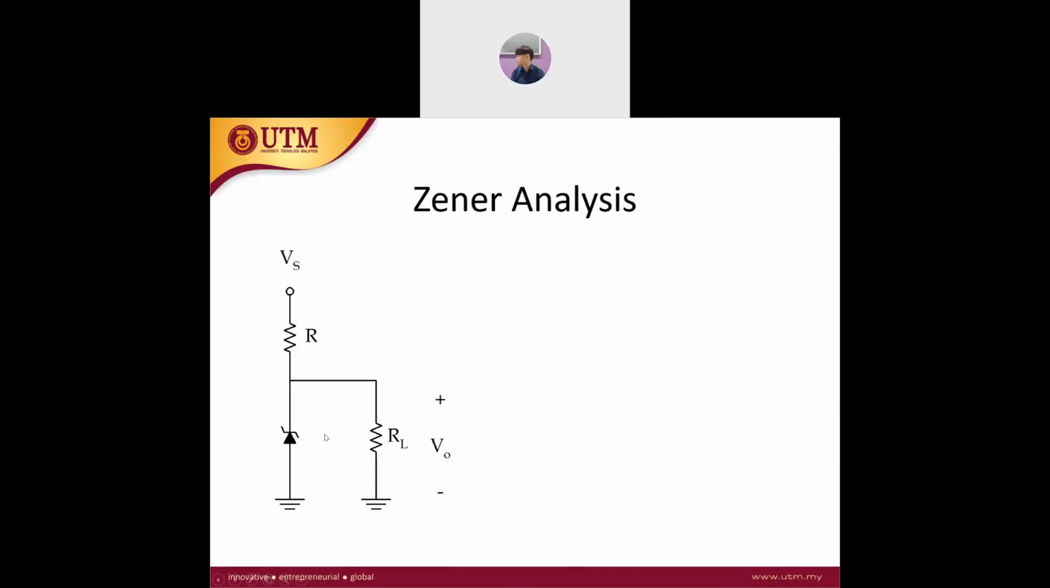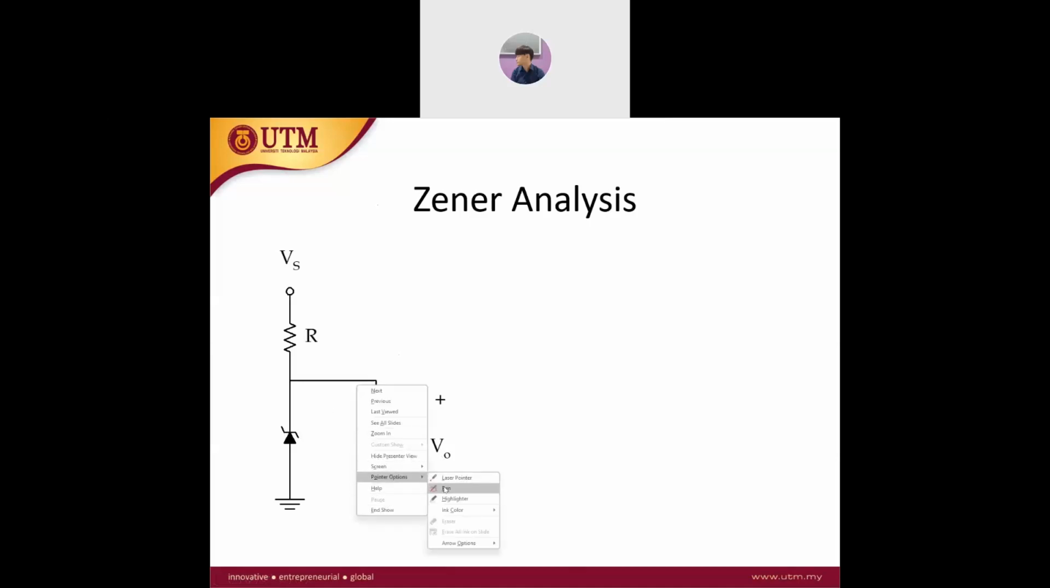Let's look at this circuit. You have Vs as the source voltage, R is the resistor, this is your Zener diode, and this is your load resistance. You can see the polarity of the Zener diode is opposite to the polarity of Vout, because we want the Zener diode to operate in the breakdown region. So these are opposite polarities.